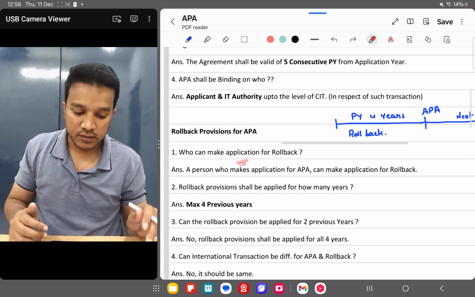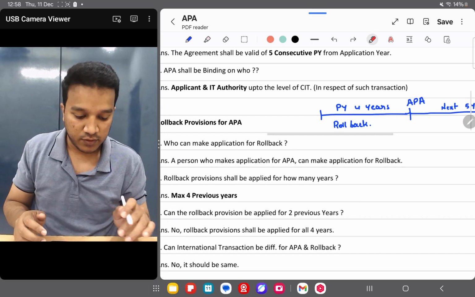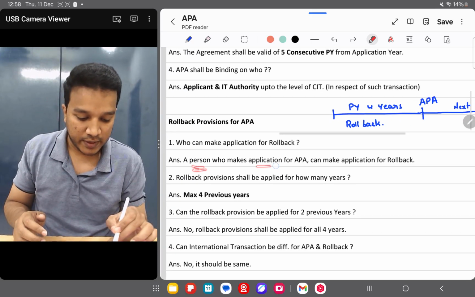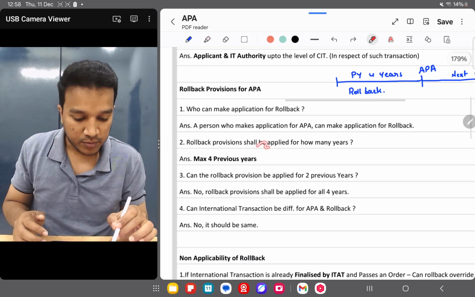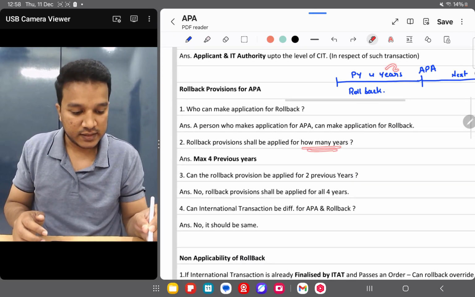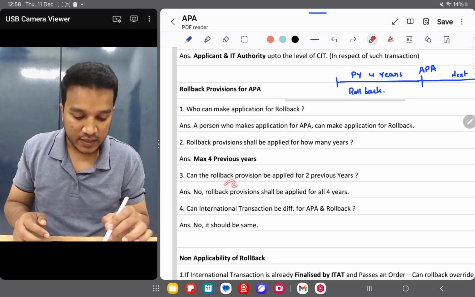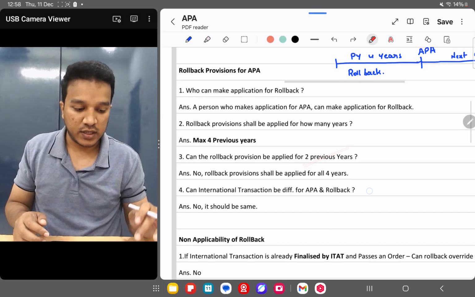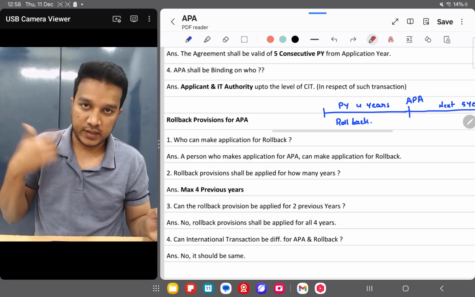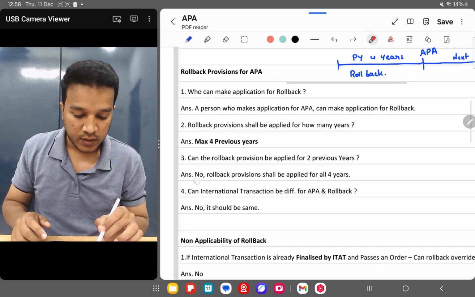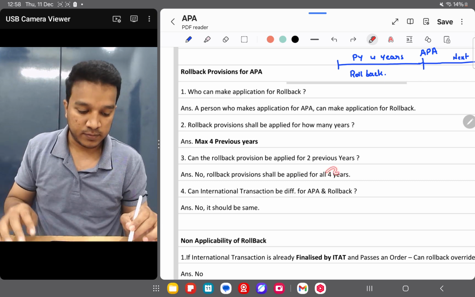Who can make an application? The same person who made the application for APA can make an application for rollback also. Rollback provision shall be applied for how many years? As I said, 4 years, maximum 4 years. Can the rollback provisions be applied for 2 previous years? I don't want it for 4 years, I want only for 2 years. Is it possible? The answer is no. If you are going for rollback provisions, then it will be applicable for all the 4 years.